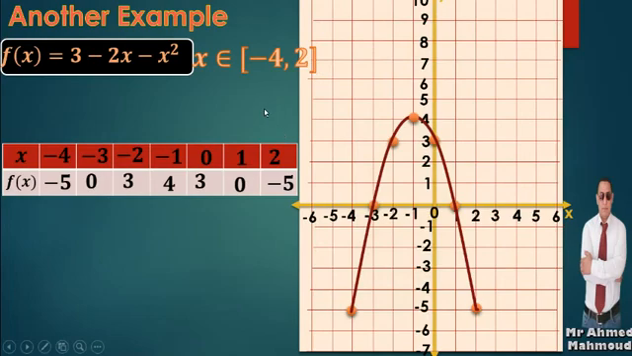Now I need to find the vertex of the curve. This is the vertex of the curve. This point is negative 1 and 4.